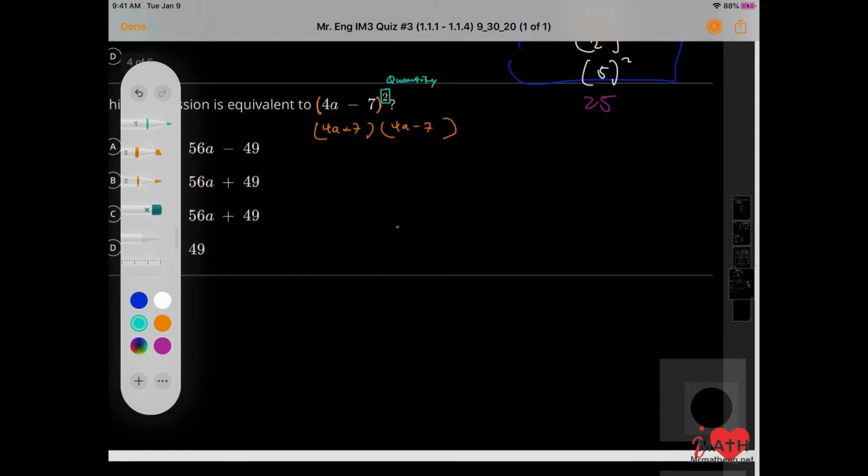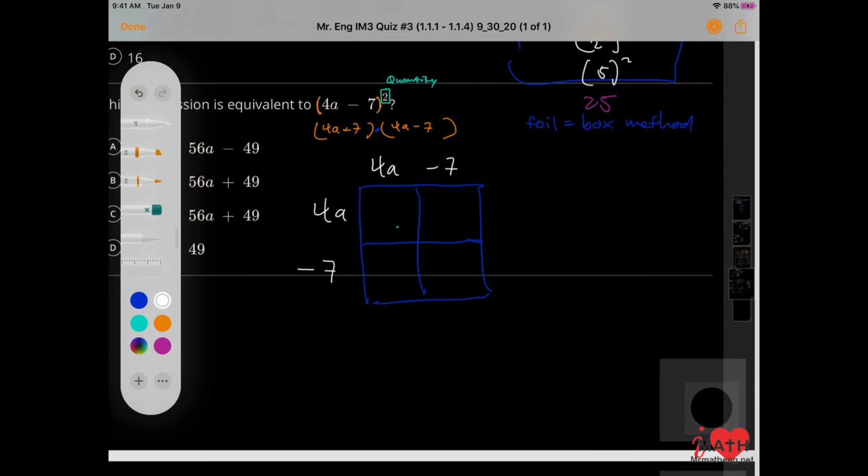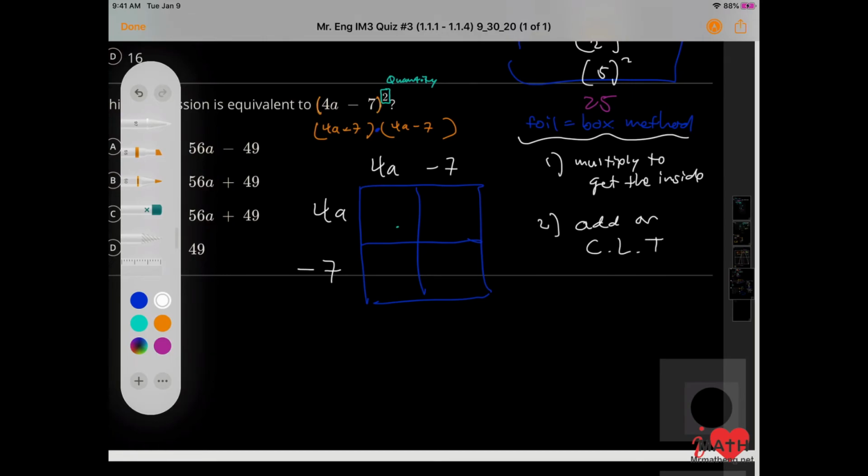Then you have to think about what is the math operation. The math operation between them is multiplication. So you're going to have to do this box method. Now here you can use either FOIL. It's the same thing as this box method. You can choose. So if you learned the box method from another math class, then use that. I'm going to write these on the top here. And whatever method you're using, you're going to do the same thing. You're going to multiply to get the inside, and then you're going to add or combine like terms on the inside to get your answer.